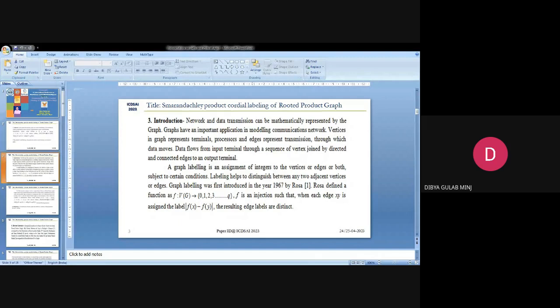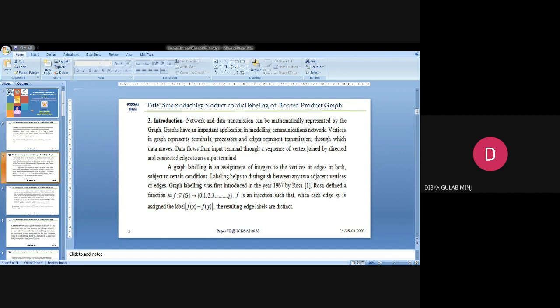Rashmi S.B. and Indrani Pramod Kelkar investigated the k-rooted product of two graphs. From the above review of related literature, it is observed that on rooted product graphs much work is done, but labeling has not been done so far. Therefore, the researcher has attempted to make a study and presents a paper titled Smarandache Product Cordial Labeling of Rooted Product Graph. So here is the definition of a rooted product graph.